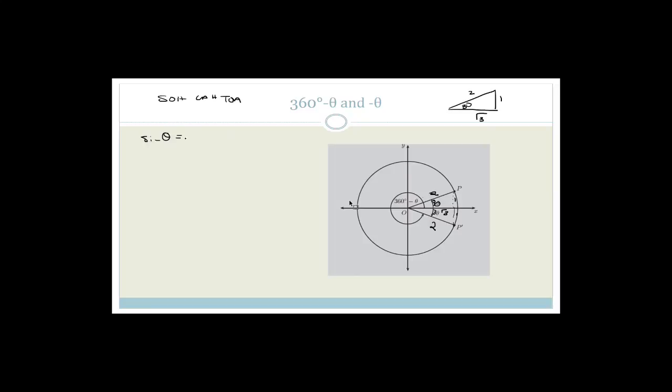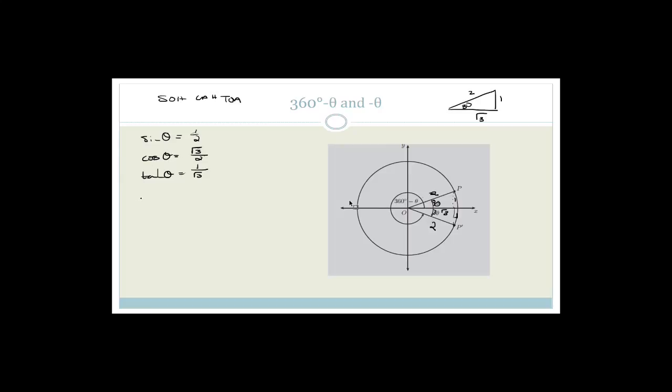So sine theta is going to be opposite over hypotenuse, which again is going to be a half. Cos theta is equal to adjacent over hypotenuse, which is root 3 over 2. And tan theta is opposite over adjacent, which is 1 over root 3. Now let's talk 360 minus theta. Remember, this isn't just 1, it's minus 1, but that is a positive root 3.